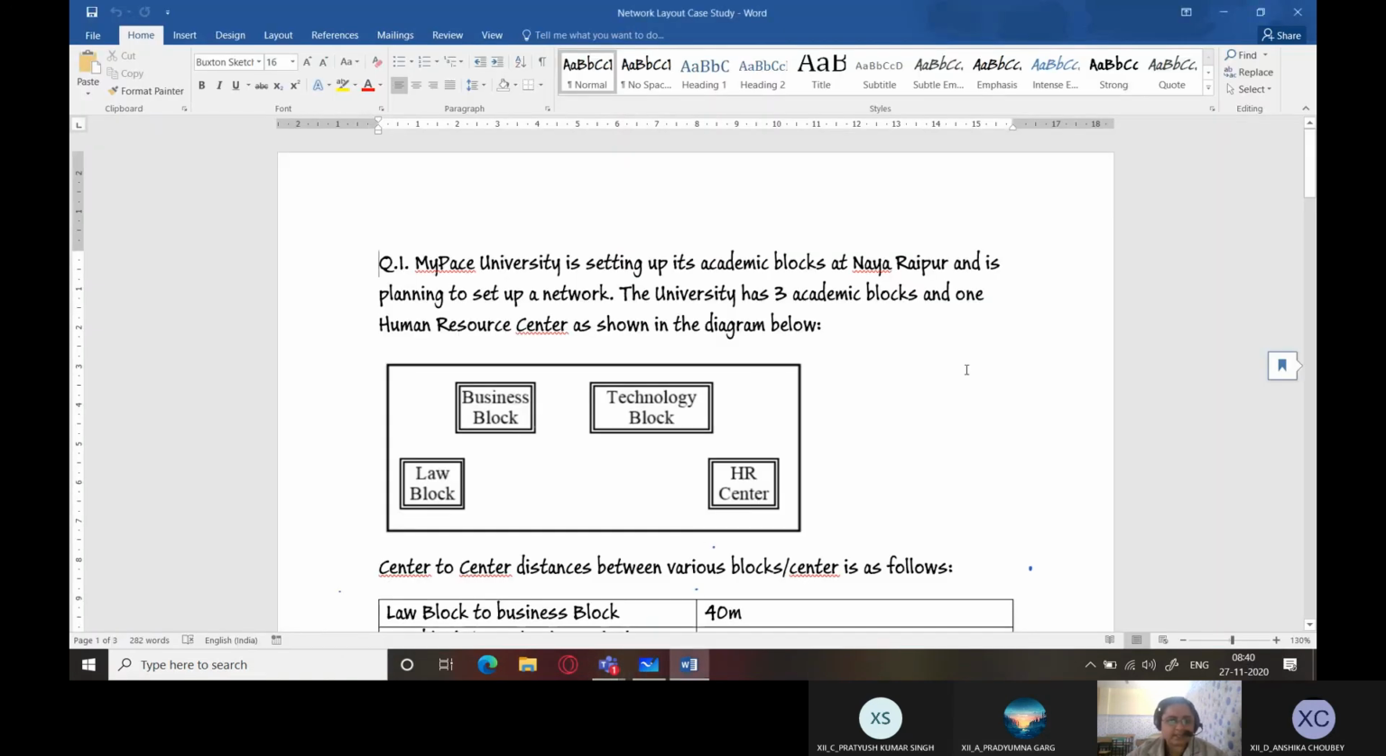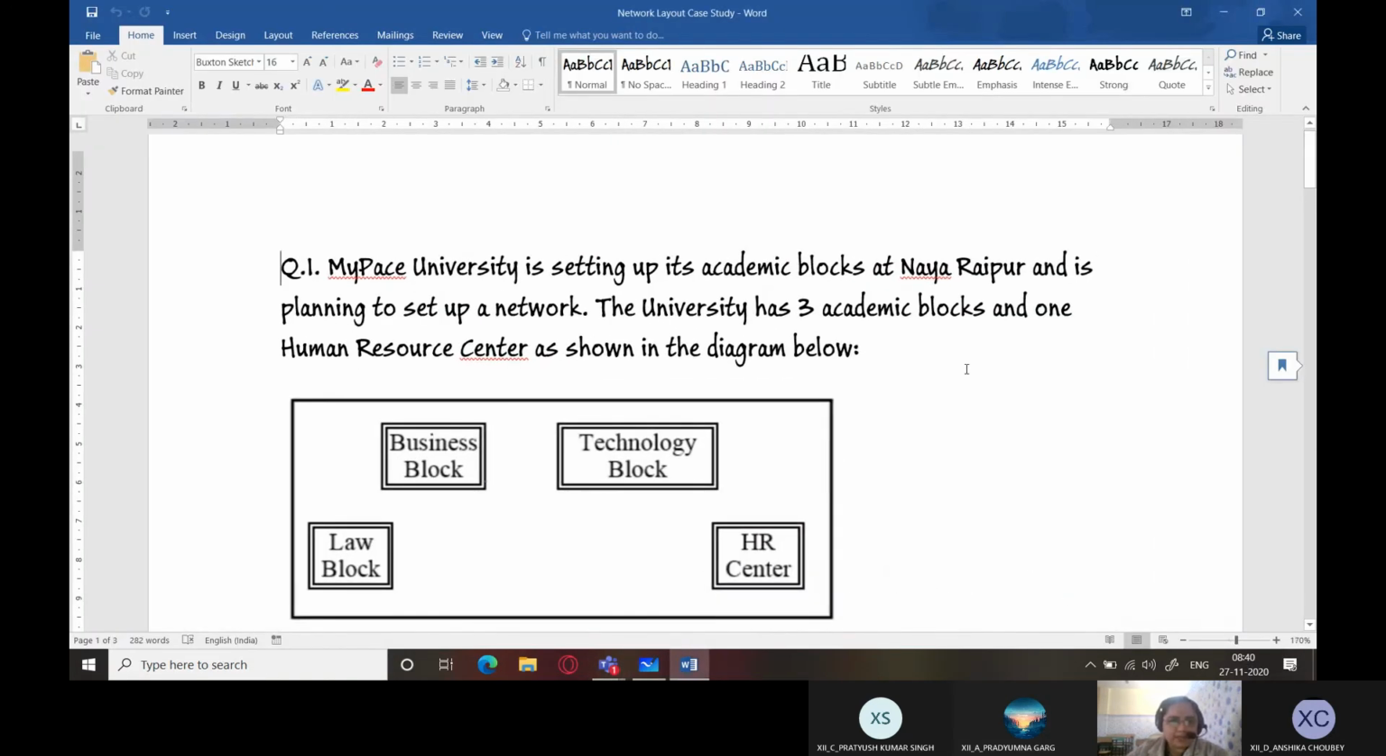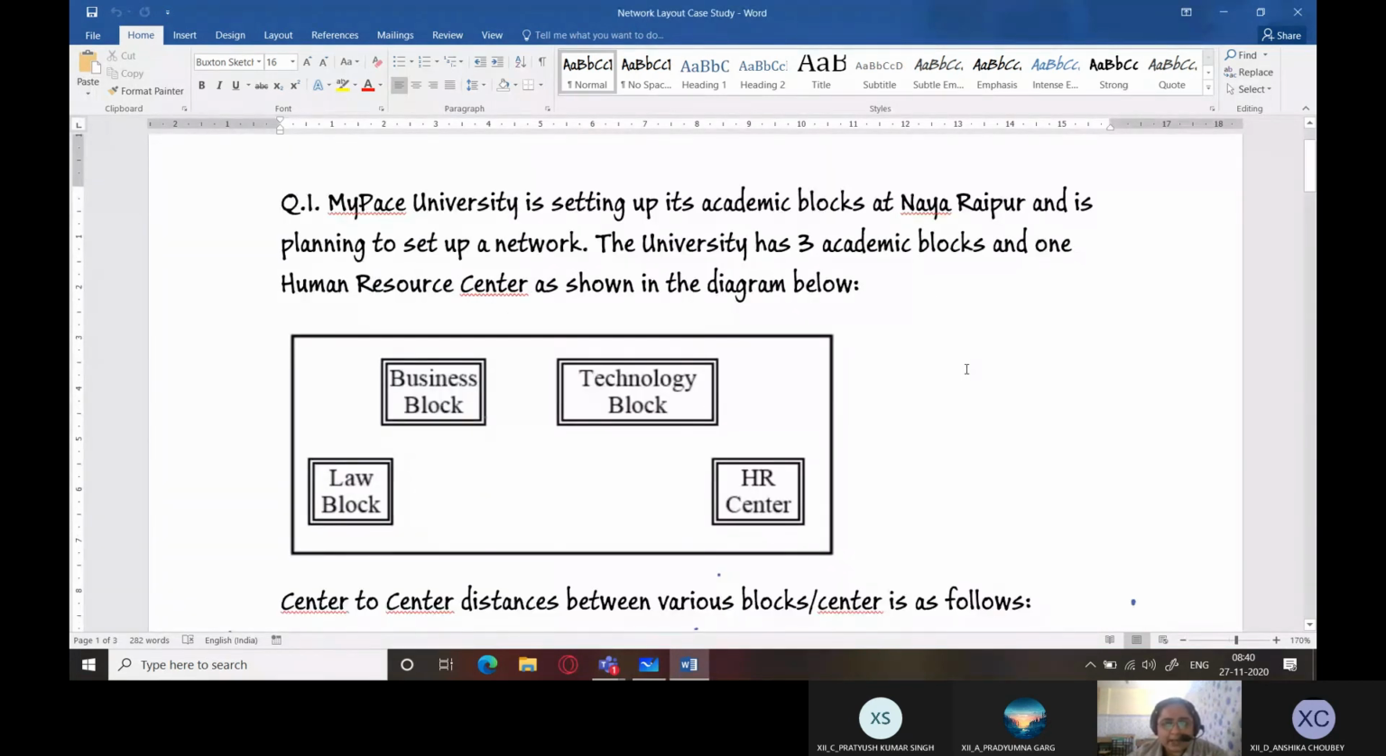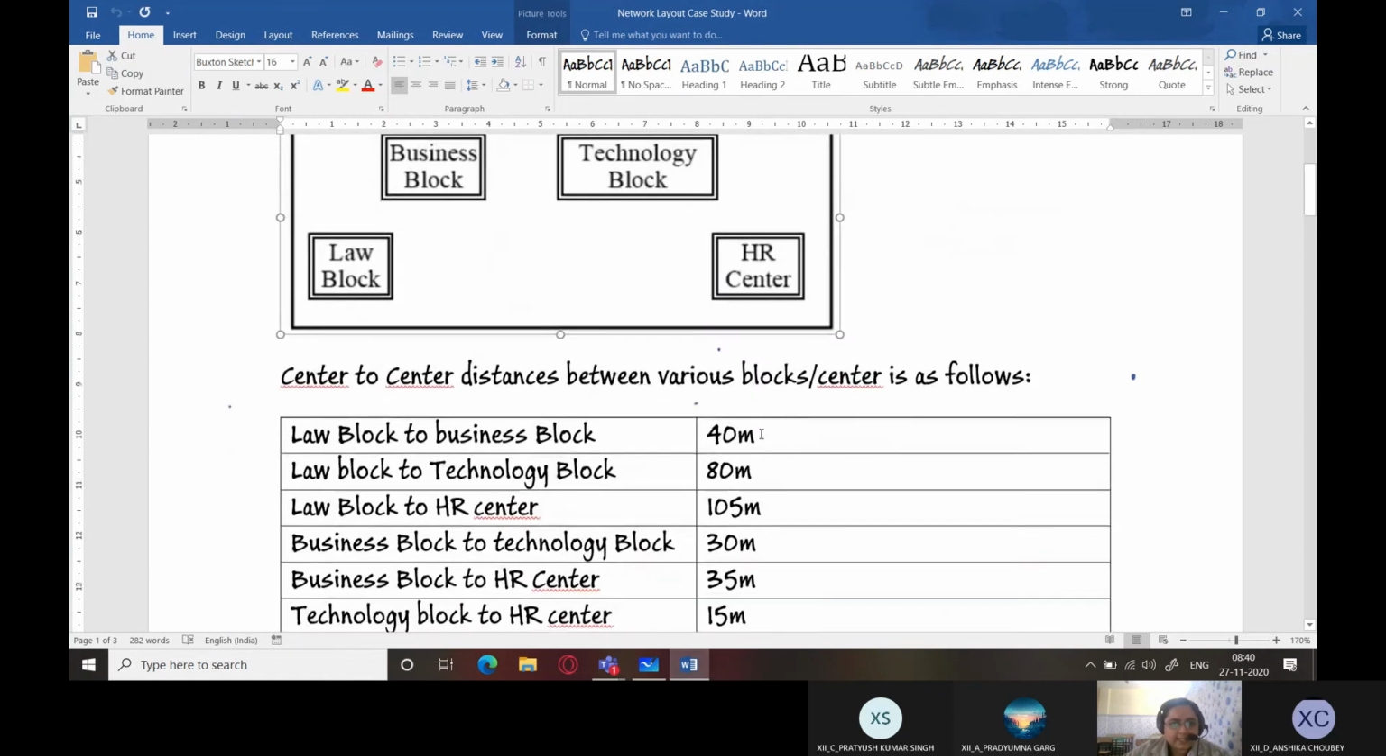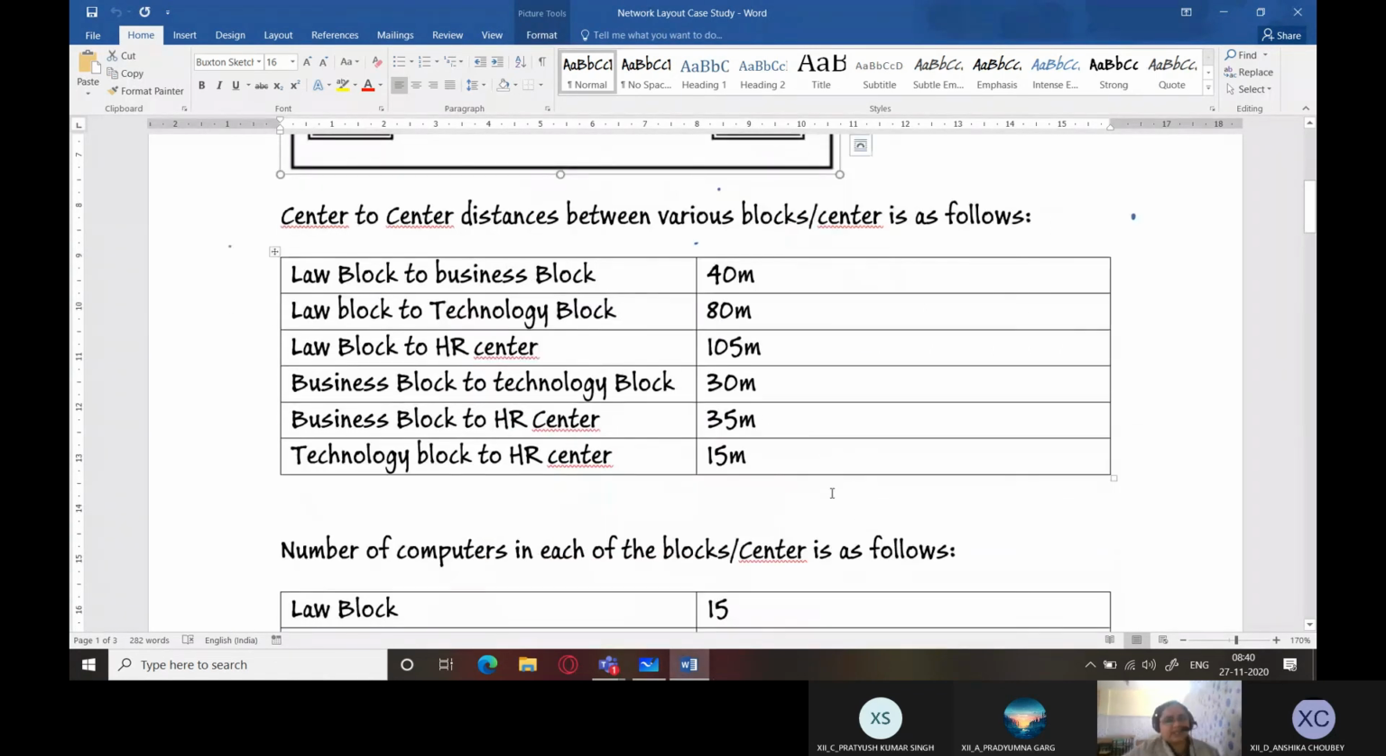Now we have a case study over here. My Pace University is setting up its academic blocks at Naya Raipur. I don't know where this Naya Raipur is. It's a fictional place, okay, and is planning to set up a network. The university has 3 academic blocks and 1 human resource center as shown in the diagram below. Center to center distances between various blocks or centers is as follows. So let me copy this also.